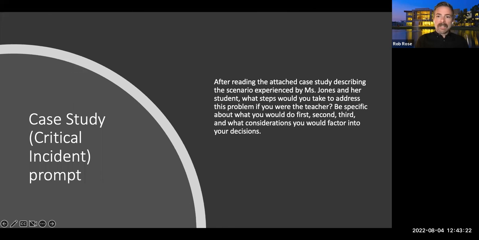All right. The second, the case study or critical incident prompt. This is where we present a scenario or case study, and students are asked to propose solutions to the issues that are presented in the scenarios or case studies. So the example that we're providing here: after reading the attached case study describing the scenario experienced by Mrs. Jones and her student, what steps would you take to address the problem if you were the teacher? Be specific about what you would do first, second, third, and what considerations you would factor into your decision.